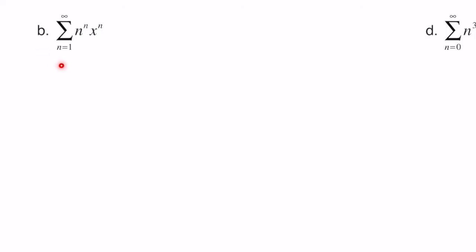For part B, we have the series n starts at 1 goes to infinity of n to the n times x to the n.